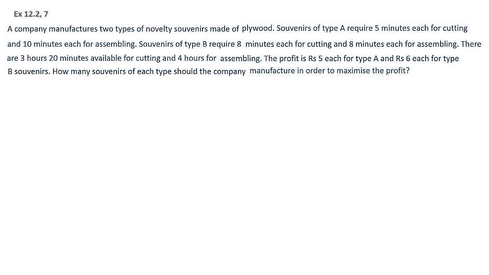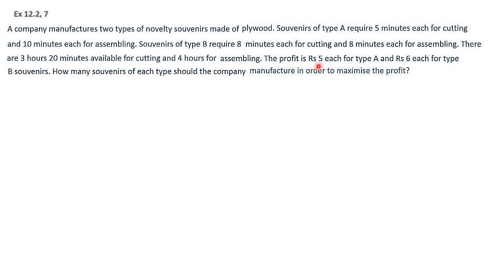Let's go through the question again. A company manufactures two types of novelty souvenirs made of plywood, type A and type B. Type A requires 5 minutes for cutting and 10 minutes for assembling. In case of type B, 8 minutes for cutting and 8 minutes for assembling. And the total availability of time is 3 hours 20 minutes for cutting and 4 hours for assembling. That is the availability for us.